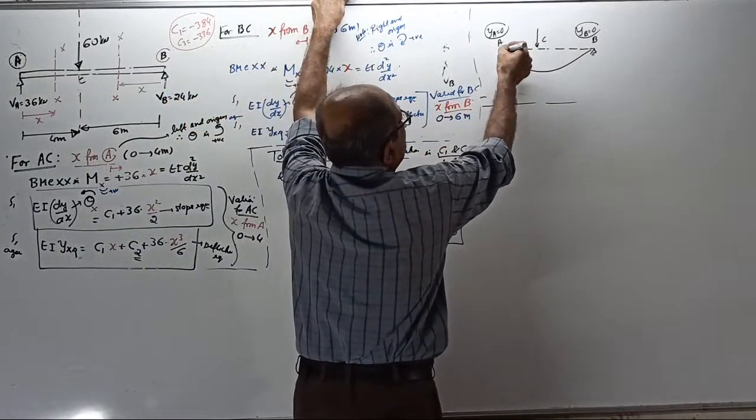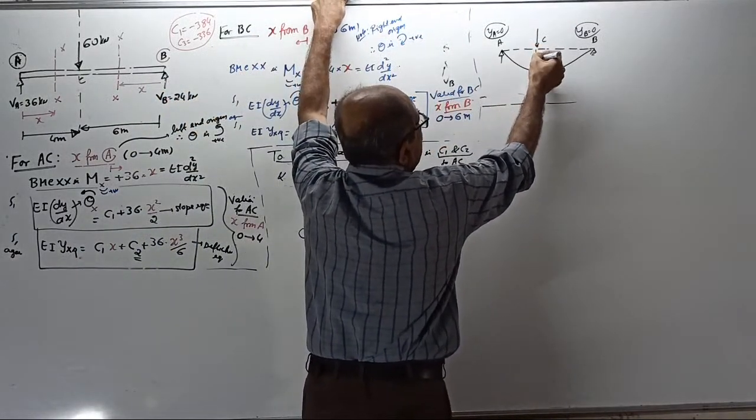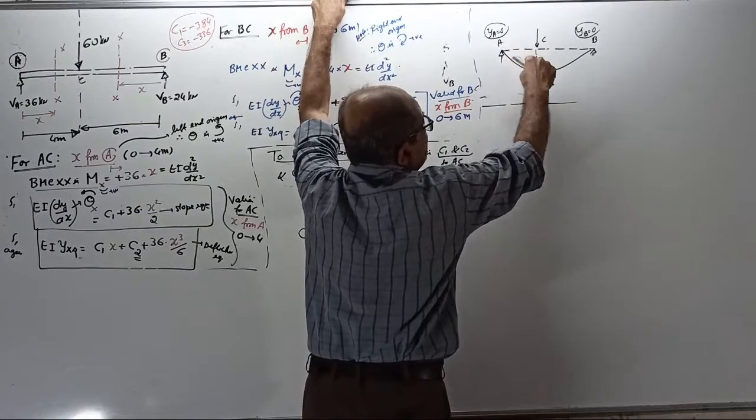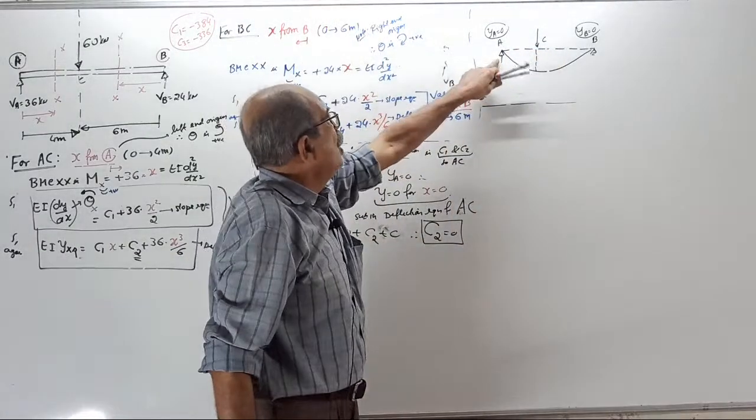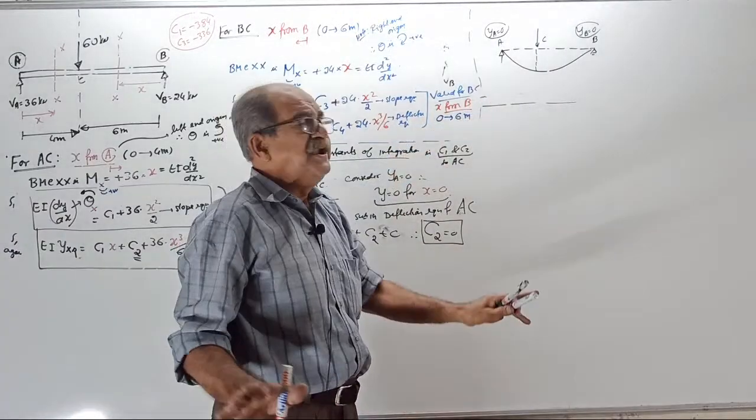Why? At A, deflection is 0. As you go towards C, deflection keeps on increasing. Slope is there at both points. No more condition.